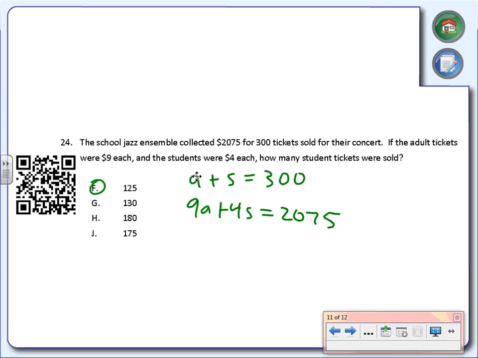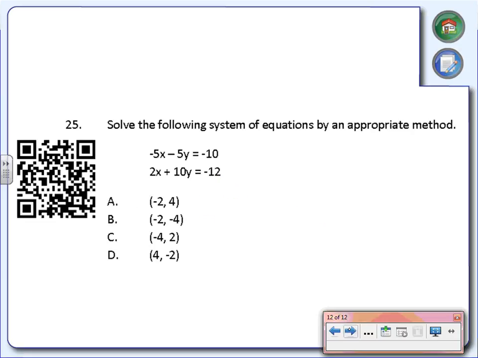All right, number 25. Who hasn't gone? Andy? 25. We got another system here, very similar to number 24. This one was already set up. All right, looks like he's going to use some elimination method. So he's going to take the first equation and multiply it by a 2. Very good. Second equation is going to stay like it is.